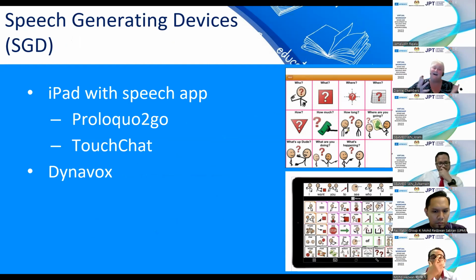But now we can get iPads, and iPads are relatively inexpensive in comparison. We can get an app called Proloquo2Go or TouchChat, and the price of that has been reduced quite significantly. So if I have a student who can't speak for any reason, they can use these speech generating devices. You can also get some that are very small.